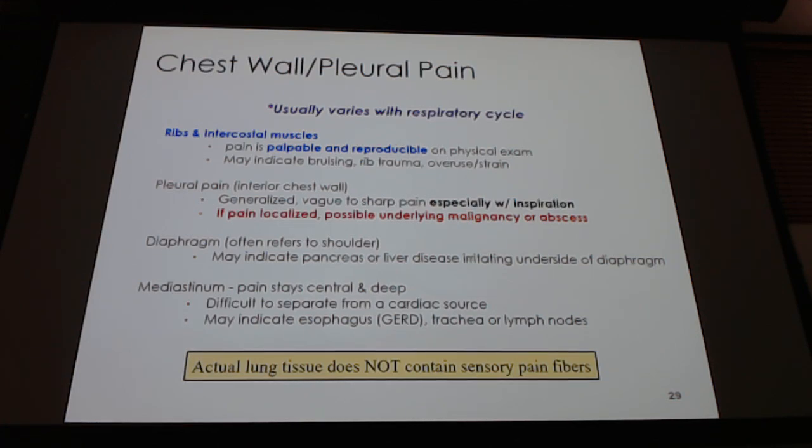And then mediastinal pain, deep, central, sometimes it's GERD. Depending on the patient, you're probably going to get a chest x-ray if it's central. You can't reproduce it, it's not palpable. I would think GERD, but if you put them on a PPI for 2 weeks and they don't get better, maybe you need to look at the mediastinum itself.